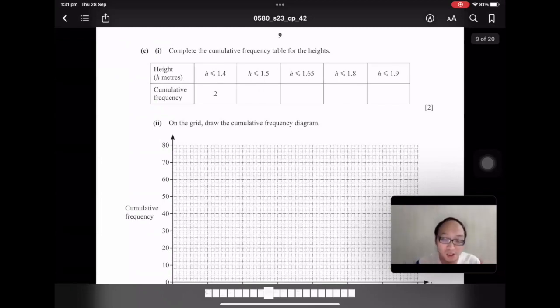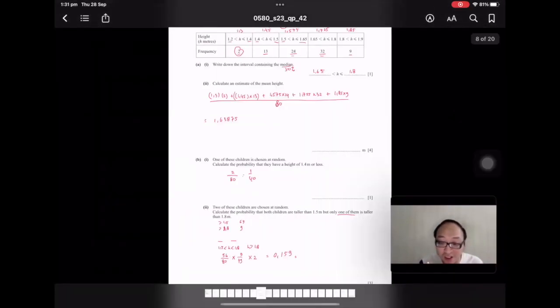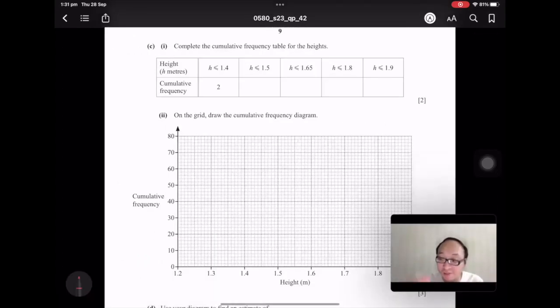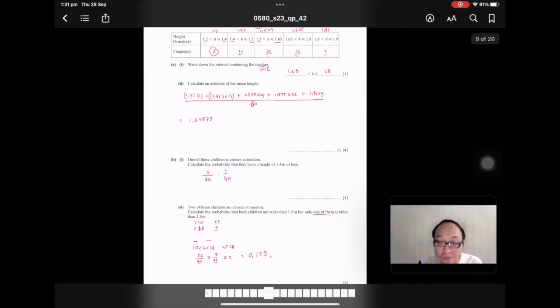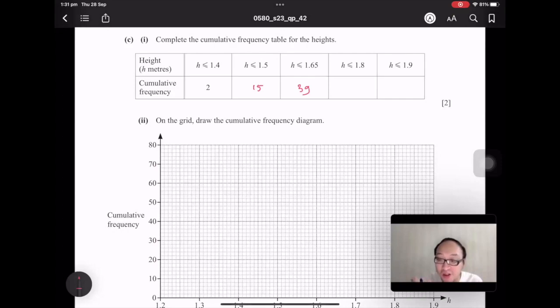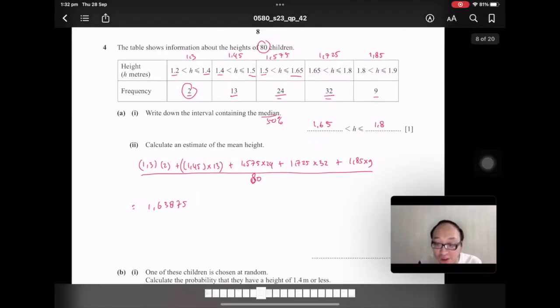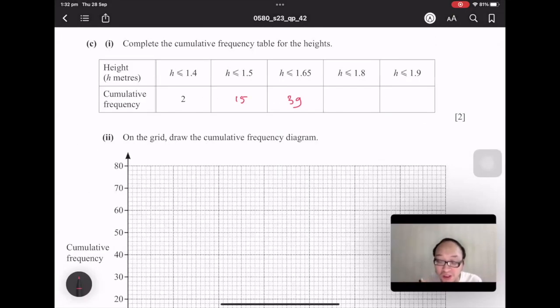C, complete the cumulative frequency table for the height. So smaller than 1.5 is 15, yeah? So this is 15. Smaller than 1.65 will be plus 24, 39. Smaller than 1.8 will be plus 32, 71. So this is 80.